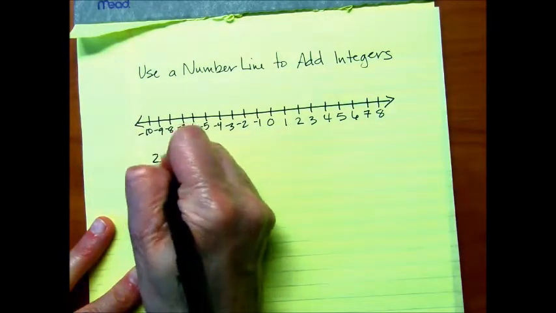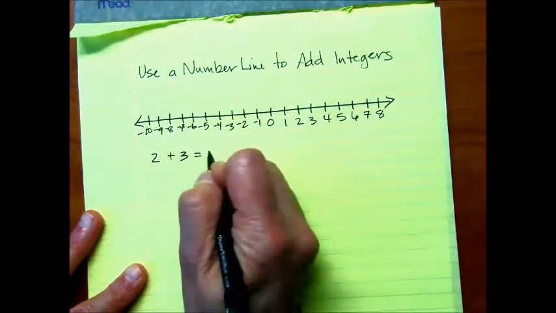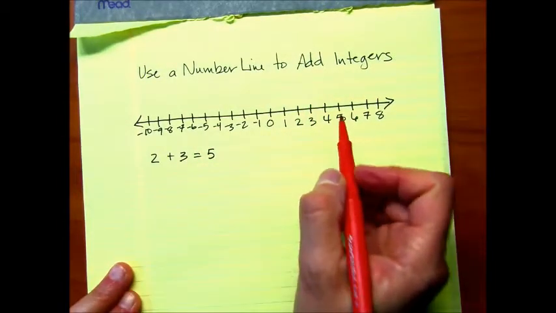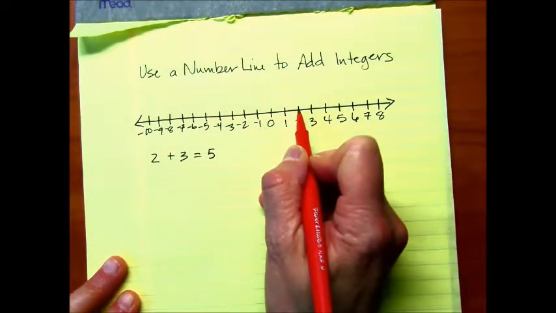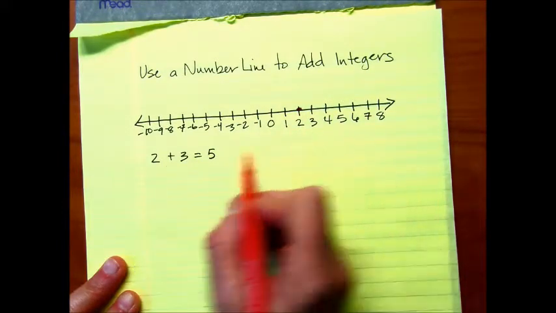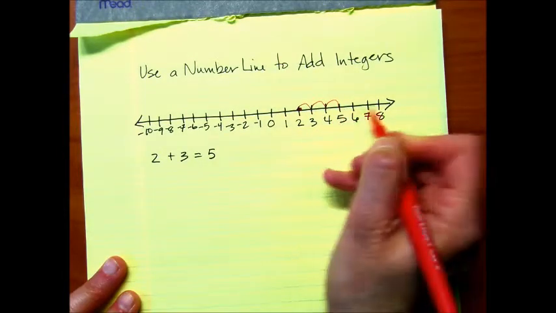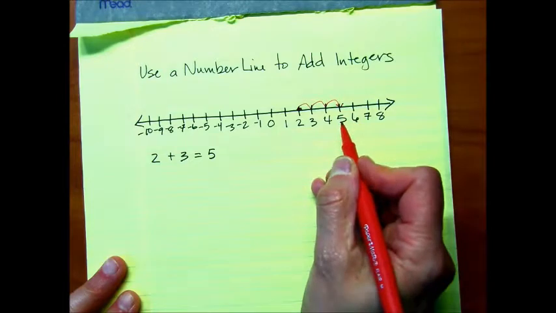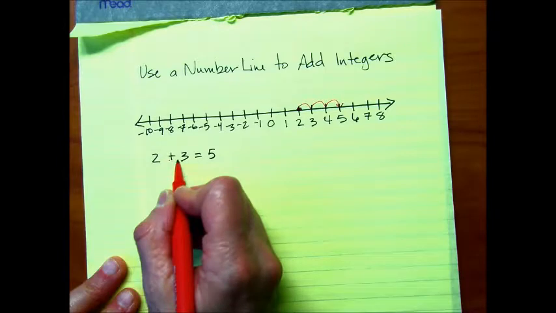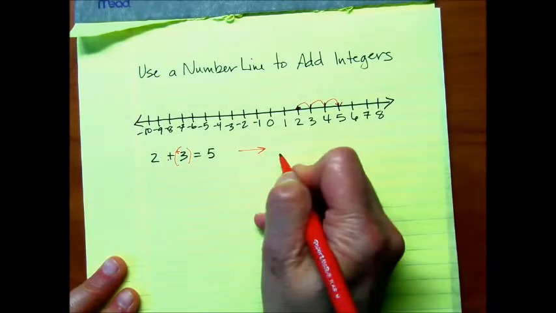One example is positive 2 plus positive 3. Now we know our answer is going to be a positive 5. But if you're using a number line, you would first identify the 2 and then move to the right 3 places. 1, 2, 3. That's going to give us 5. So when we're adding a positive number, we're going to move to the right.